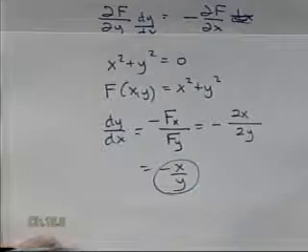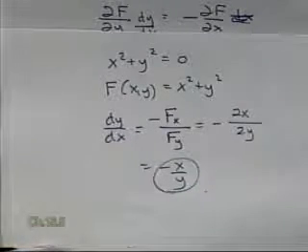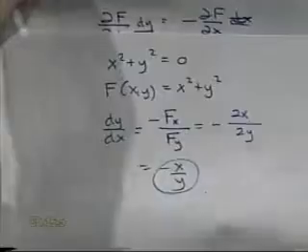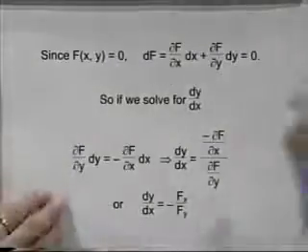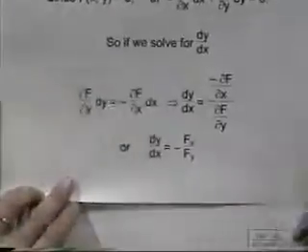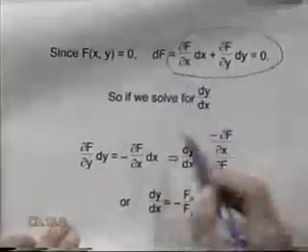Much quicker, because you think about how those implicits got. You had to do all that factoring and everything. It got pretty bloody. This is nice and simple. And what I have here is what I just wrote out. It's taking this and solving for dy/dx, and that's what I did right here.